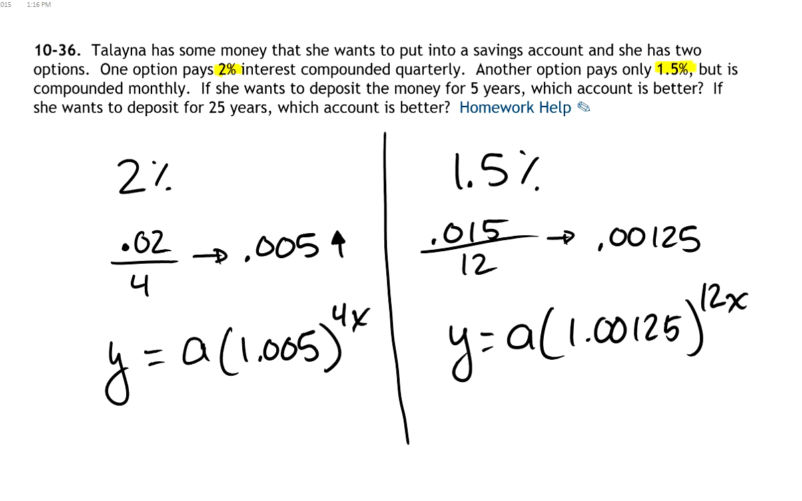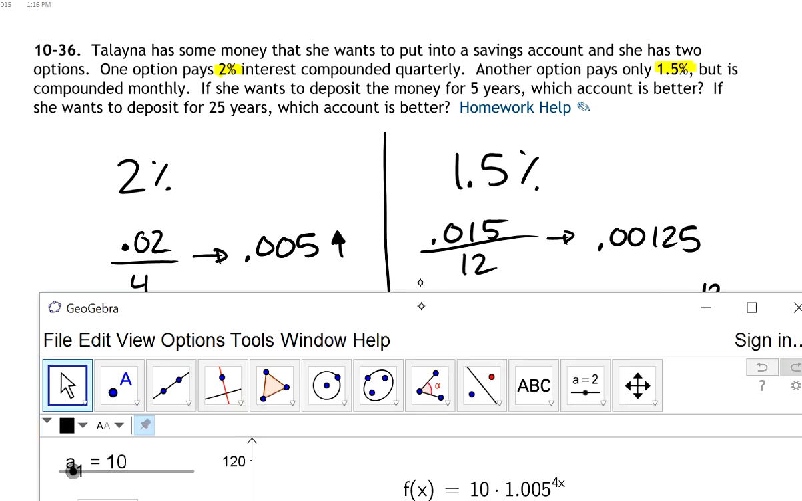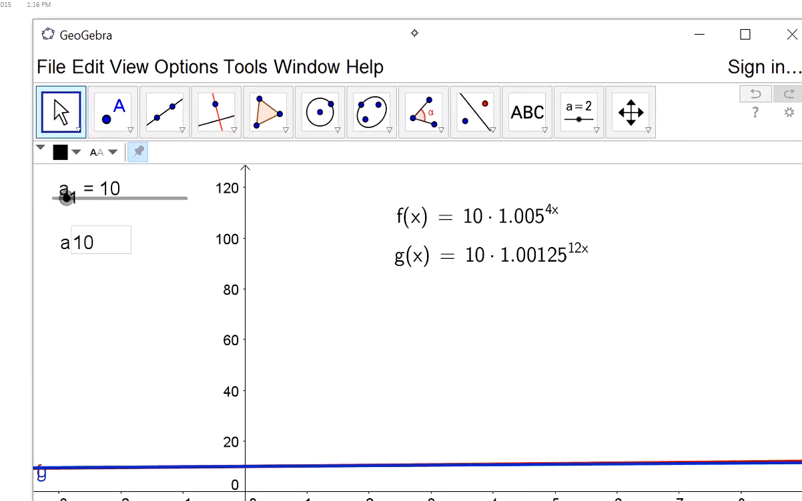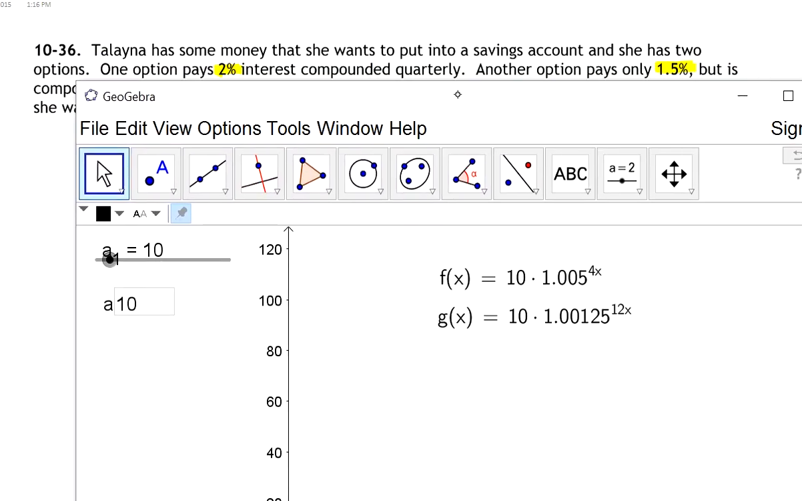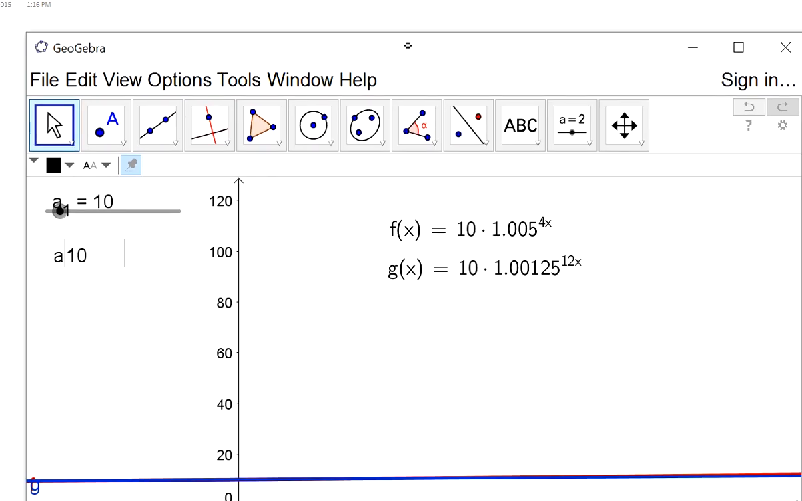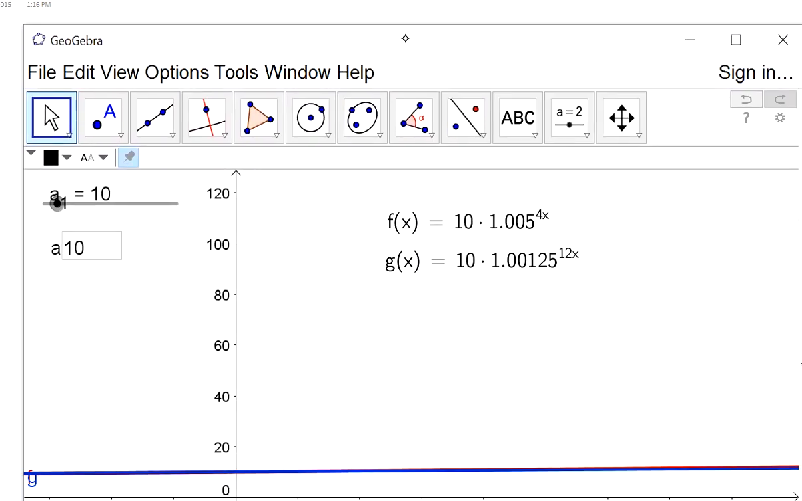So to help visualize this, I've gone ahead and plugged both of these equations into GeoGebra. The first one is, let's see, what color did I use? Oh, I didn't color code them. I did, but I don't remember which color is which.